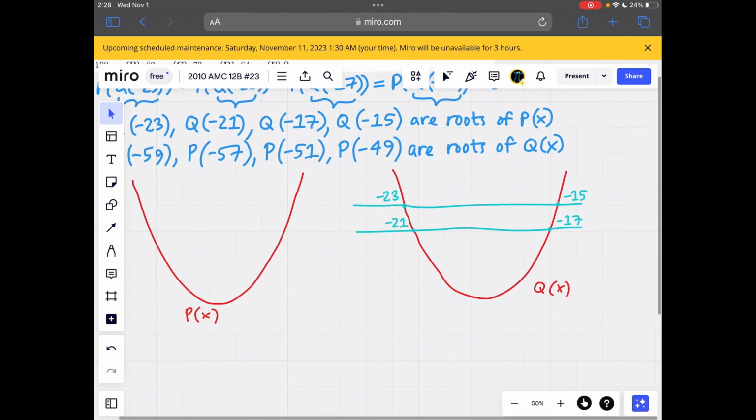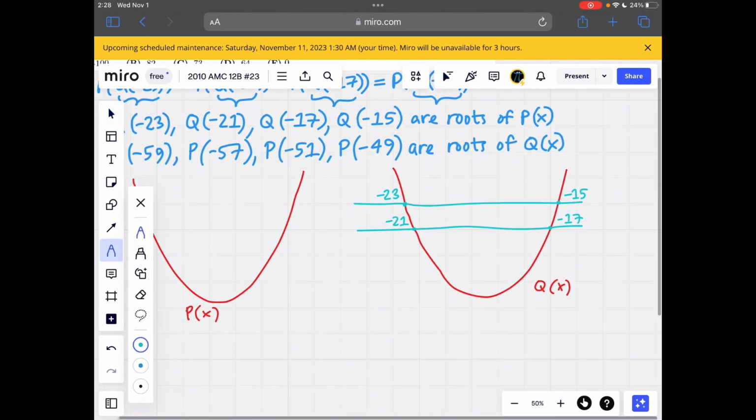We notice that the average of minus 21 and minus 17 is equal to the average of minus 23 and minus 15. Both averages are equal to minus 19, and that's going to have to equal the axis of symmetry of the parabola q of x. So let's draw that. That needs to be located at x equals minus 19. And similarly, both roots of q of x are also equidistant from x equals minus 19.